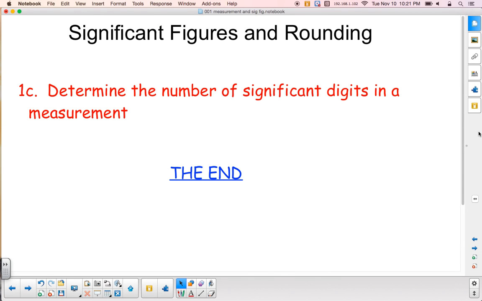Hopefully this lesson has taught you how to count the number of significant digits in a measurement. Next time we meet in class, we're going to learn how to take our rules for counting significant figures and our rules for rounding and figure out when we add or subtract or multiply or divide numbers that we've measured, how many digits we get to keep on our answer.